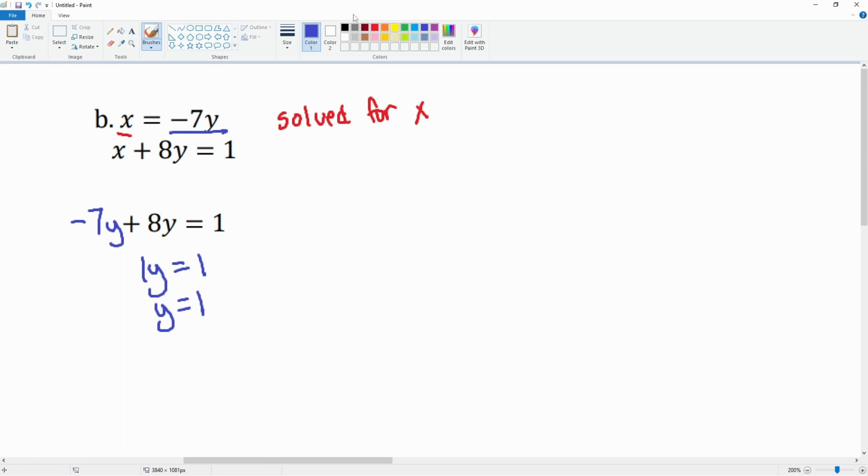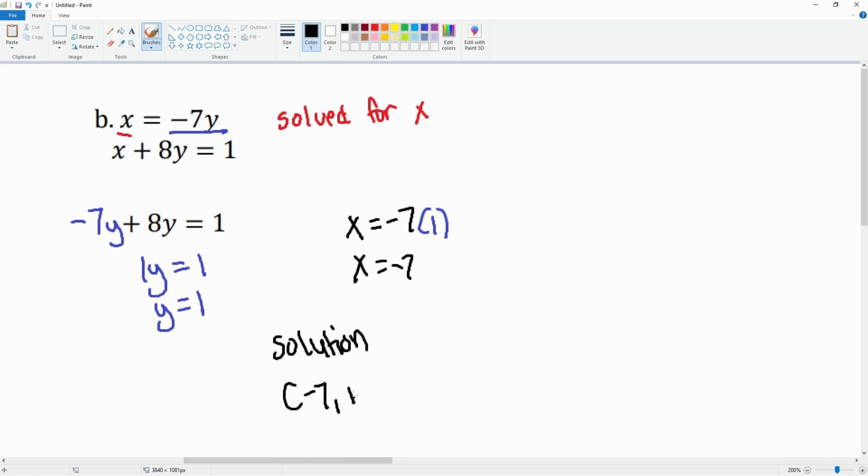That's it. Now we can plug it into one of the original equations. Here I can write x is equal to negative 7y. Plug in what the y is. So erase the y. We know that the y here is 1. x is equal to negative 7 times 1, which is negative 7. So the solution here would be the ordered pair (-7, 1).